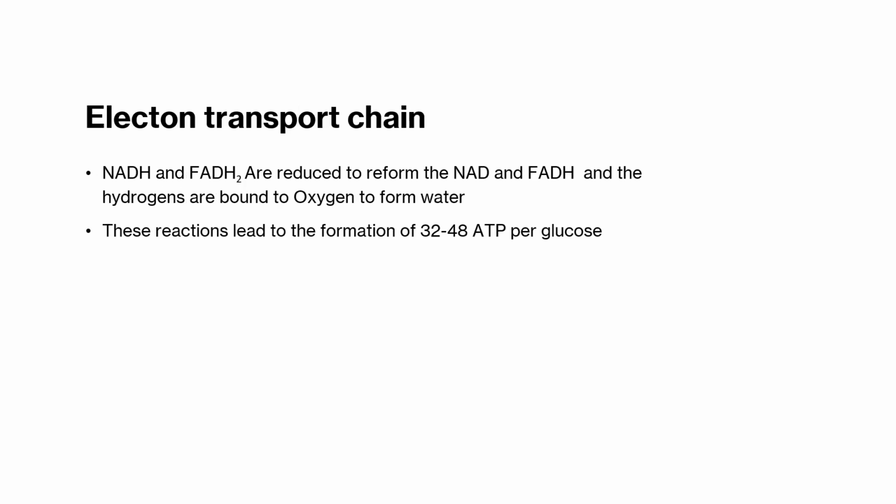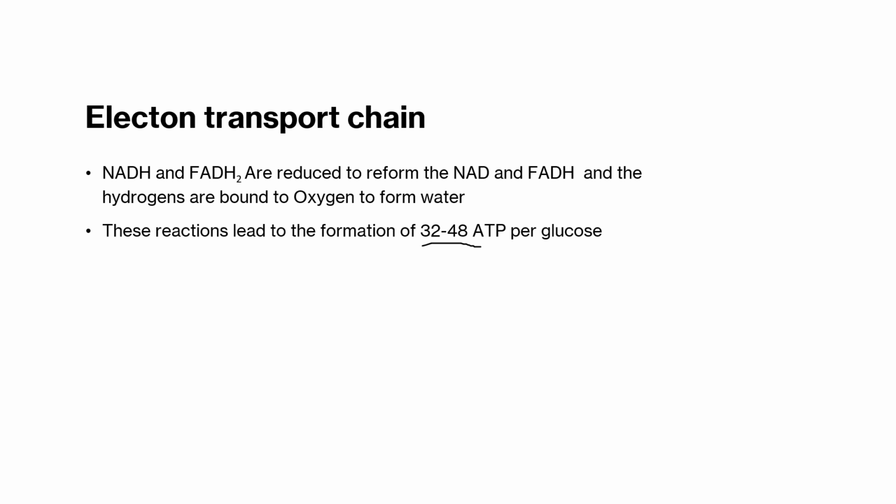So, going to the electron transport chain. You have NADH and FADH2, which were produced in the citric acid cycle, and they are oxidized to form NAD and FAD, and the hydrogens are bound to oxygens to form water. When you do that, you end up getting anywhere between 32 to 48 ATPs per glucose molecule. And so with this, you get a lot of ATP.